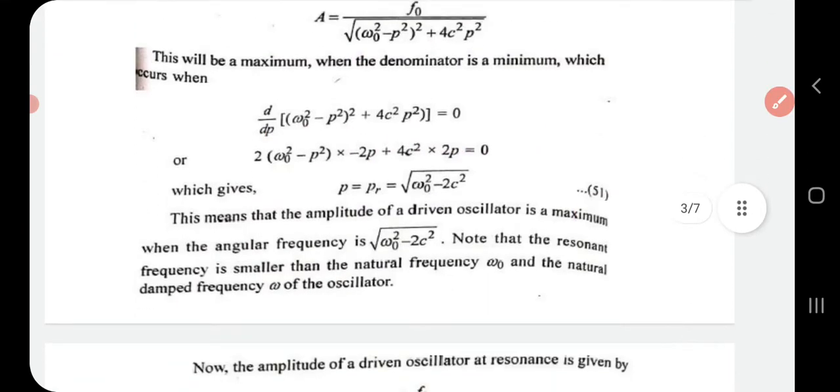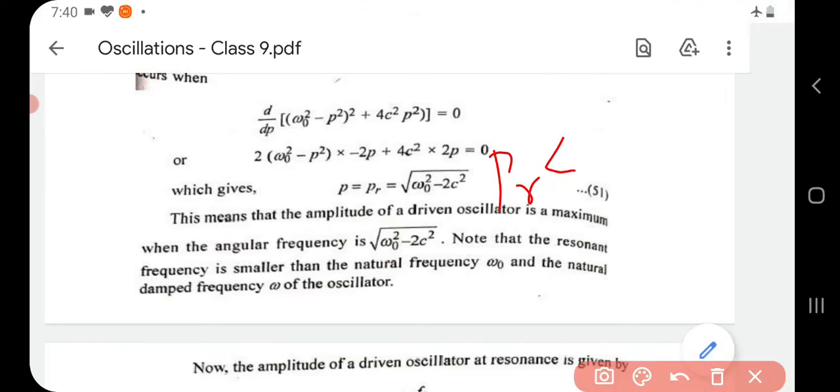So that means the amplitude of the driven oscillator is maximum when the angular frequency is root of omega 0 square minus 2c square. Now this value of PR is less than the natural frequency omega 0 and also less than the natural damped frequency omega of the oscillator.